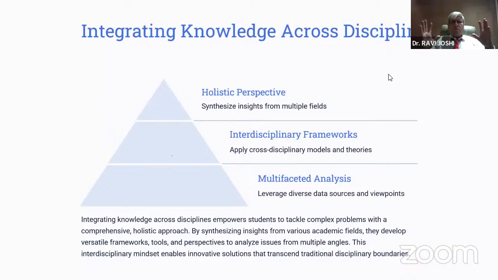Holistic perspective. Synthesize insight from multiple fields. Interdisciplinary frameworks. Apply cross-disciplinary models and theories, multifaceted analysis, leverage diverse data sources and viewpoints. It's very important. I'm teaching students of commerce.